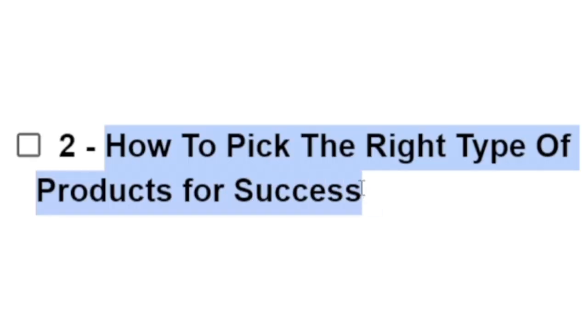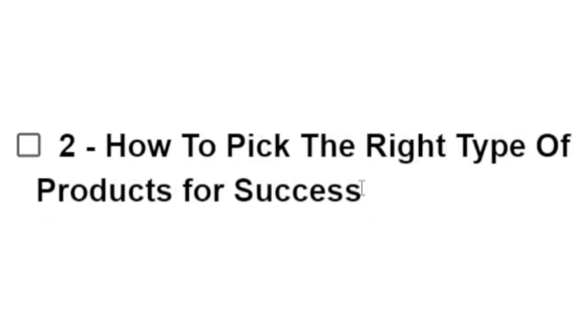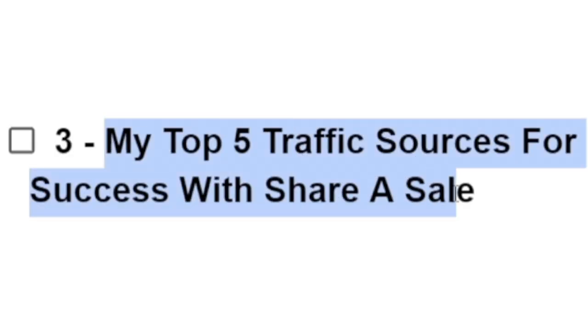And apart from that, we're going to talk about how to pick the right type of products for success, because that's very, very important. There are some products that you're going to be promoting and it's going to make it way, way harder for you to make $1,000 or $2,000. Meanwhile, there are some things that when you promote, you can quickly get to the point where you're going to be making a lot of money for yourself. And then after that, I'm going to walk you guys through my top five traffic sources, actually my top six, because I'm going to give you guys one as a bonus, for success with ShareASale. I'm going to walk you guys through what the best traffic sources are, things I recommend you go and do so you can start getting paid.